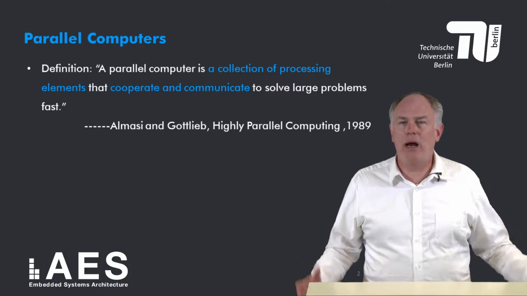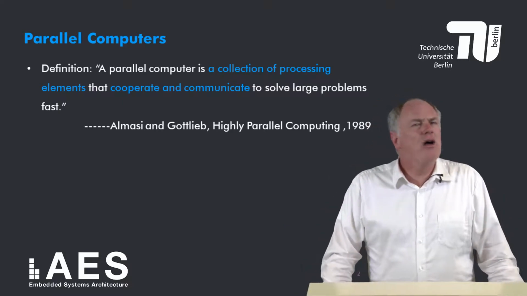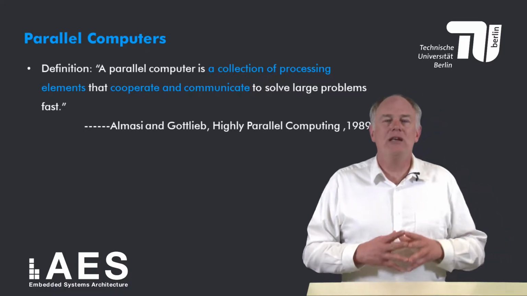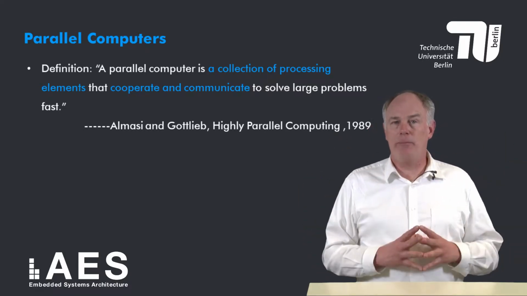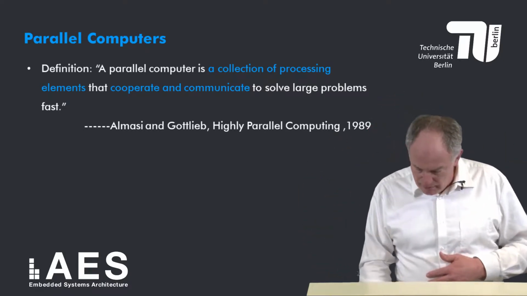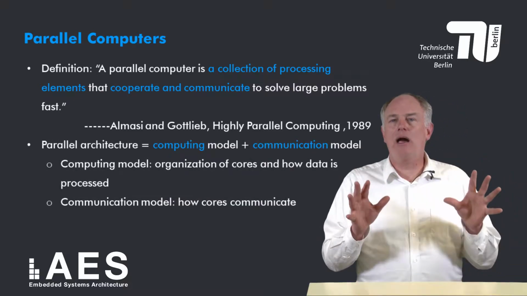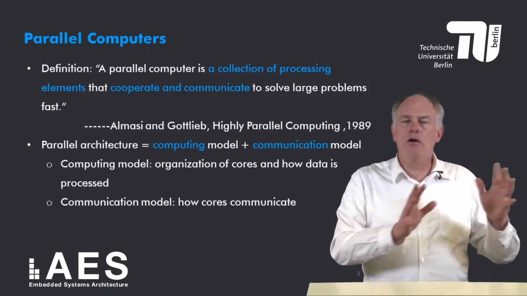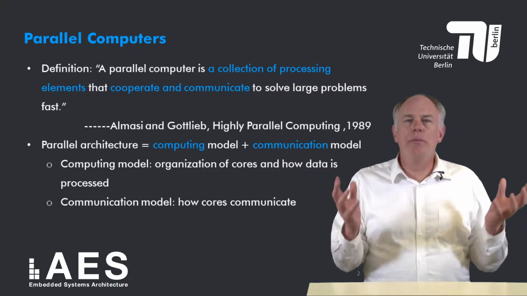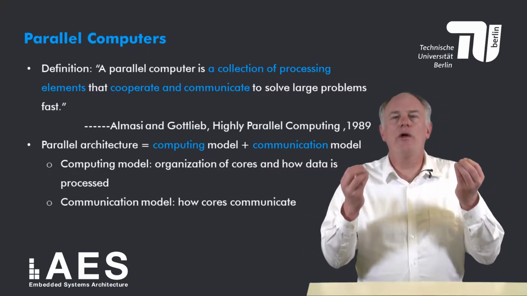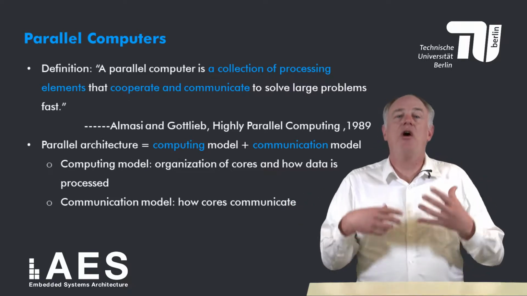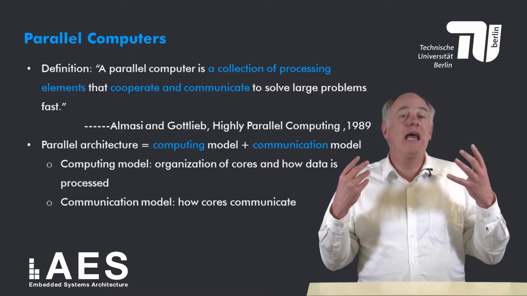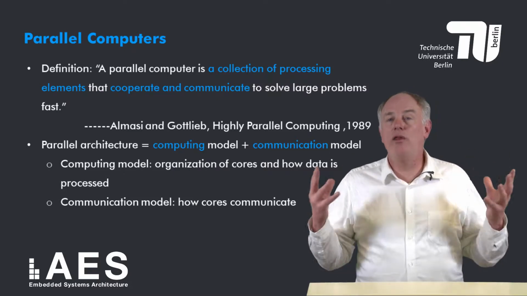Almost all computers are connected by the internet. Does that make them a parallel computer? Not really, as they generally don't cooperate and communicate to solve a large problem. In general, a parallel architecture therefore consists of a computing part and a communication part. The computing model defines how the cores or processing elements are organized and how data is processed. The communication model defines how they communicate.